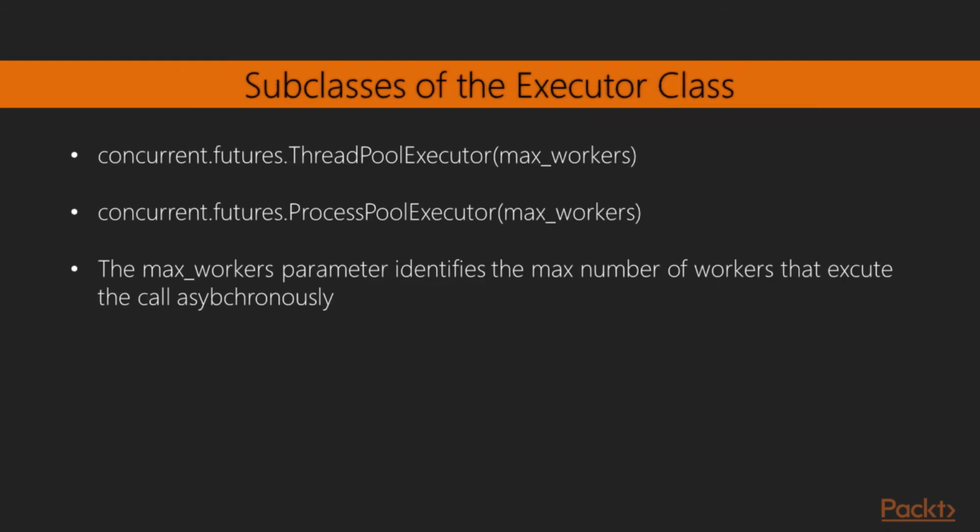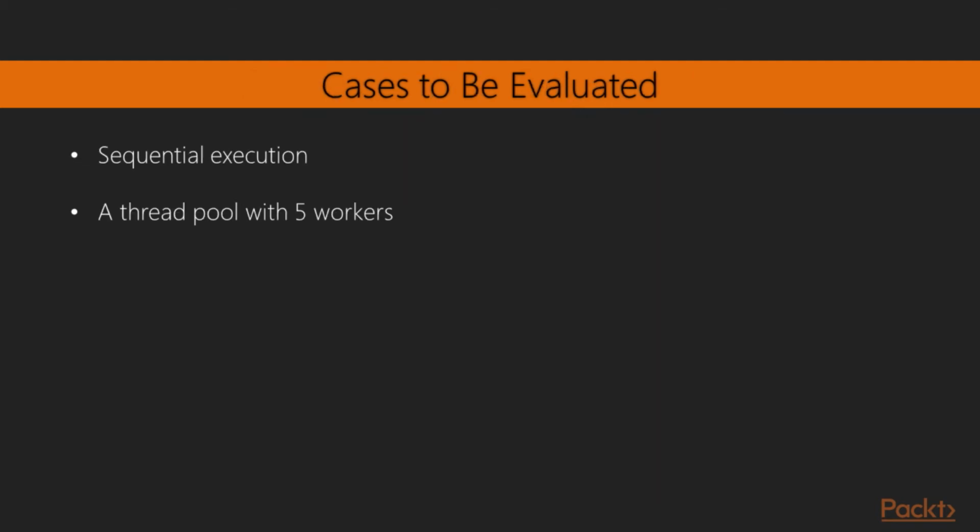The concurrent.futures module provides two subclasses of the Executor class, respectively, which manipulate a pool of threads and a pool of processes asynchronously. The two subclasses are as shown on the screen. 1. concurrent.futures.ThreadPoolExecutor(max_workers). 2. concurrent.futures.ProcessPoolExecutor(max_workers). The max_workers parameter identifies the max number of workers that execute the call asynchronously. This example shows you the functionality of process and thread pooling.